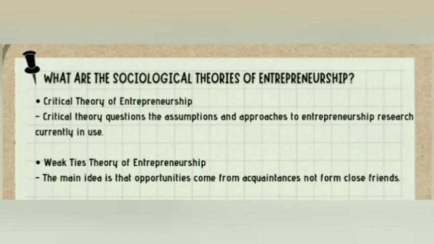Then next, weak ties theory of entrepreneurship. The main idea is that opportunities come from acquaintances, not from close friends. This weak ties theory comes from Mark Granovetter in 1969, as a theory that explains why some people seem to have access to more and better opportunities than others. He conducted a study of around 200 people who had just gotten new jobs and asked them how they got their jobs, and most of them, around 75%, had gotten them from acquaintances.